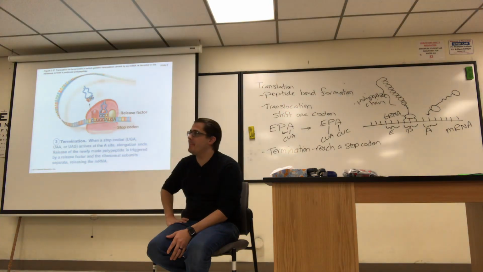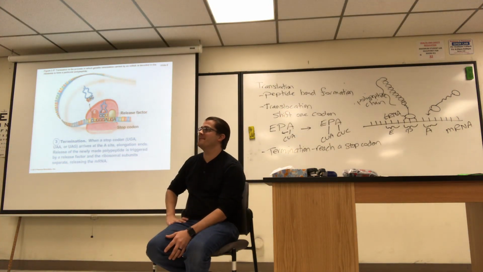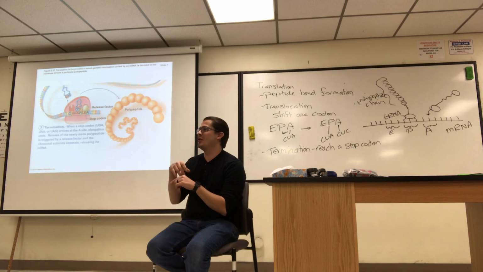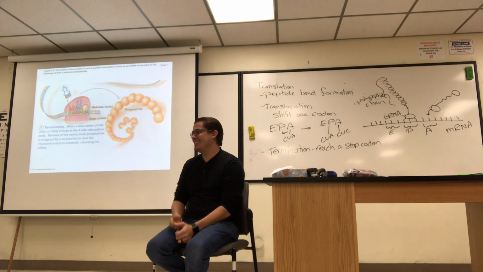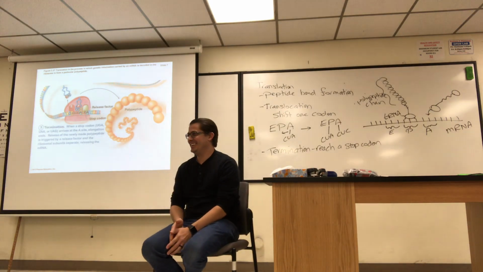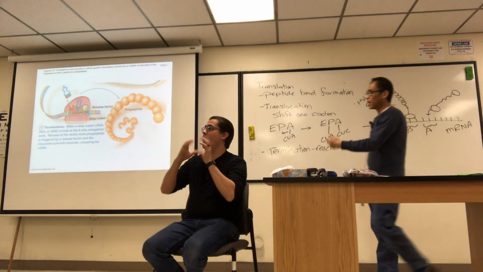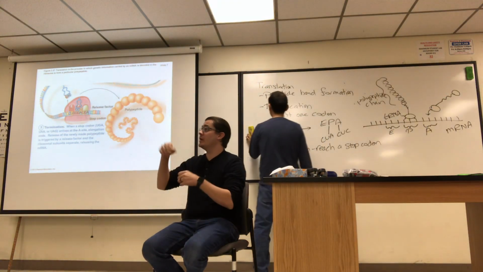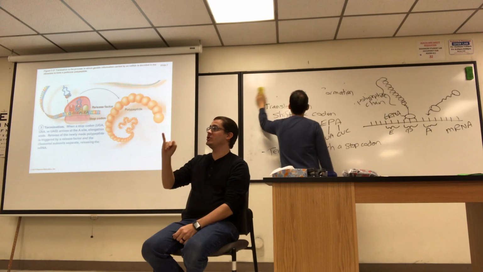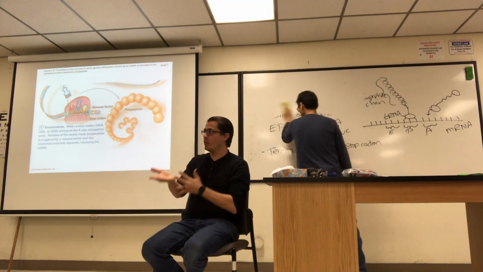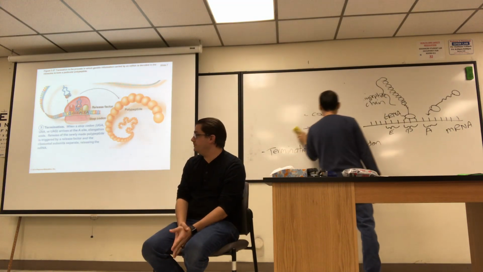Okay, so boom, release factor, done. You got your polypeptide chain. And now what? You have a newly formed polypeptide chain. Now you use your ER Golgi system to process it. You've made your protein.